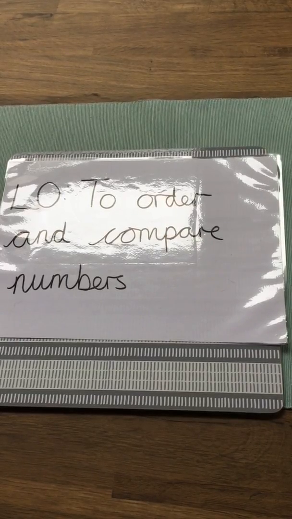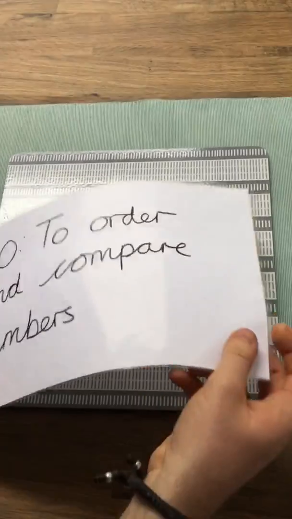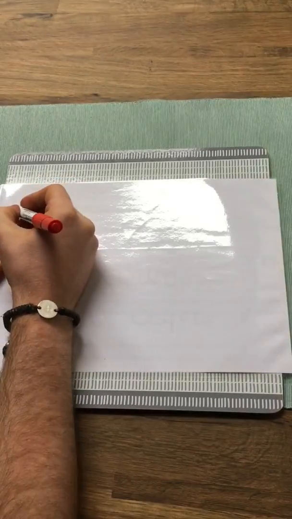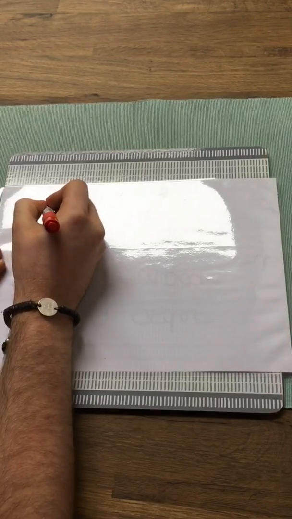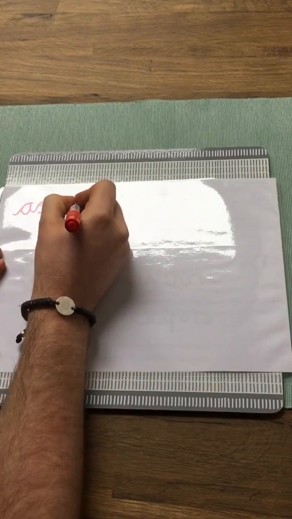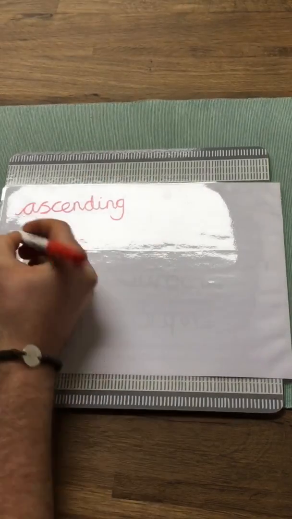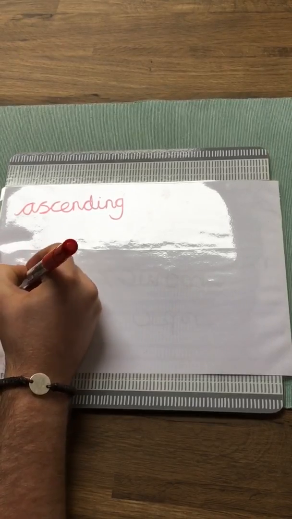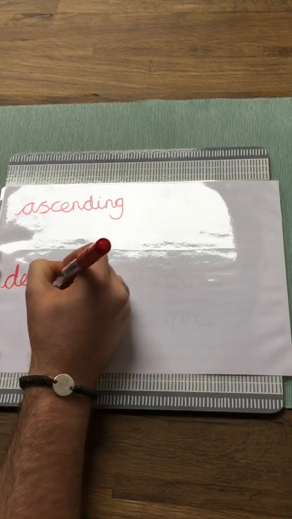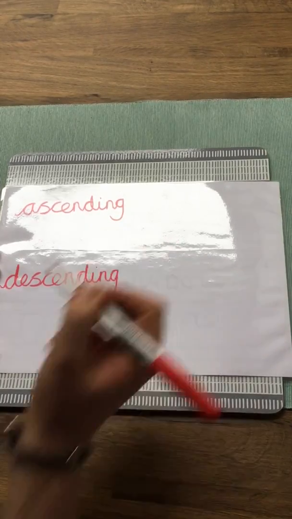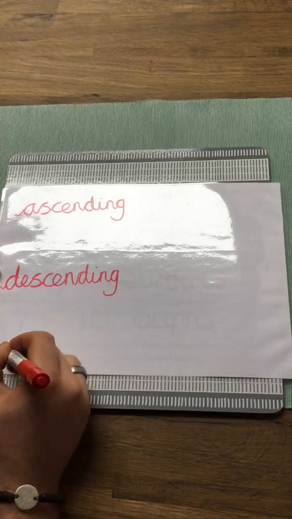So before we get started with any numbers at all, we're going to start off just by looking at some pieces of vocabulary. Some pieces of vocabulary that are really important for today's learning are the word ascending, the word descending, and the word comparison.